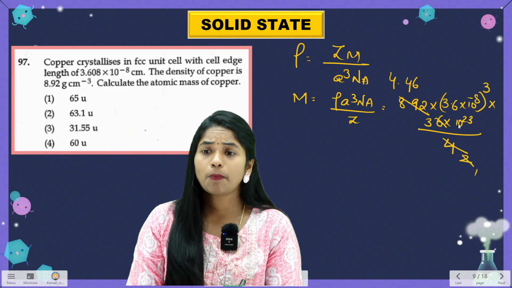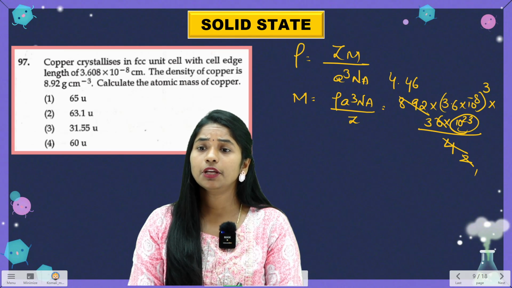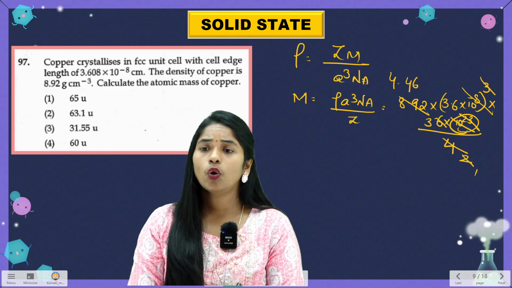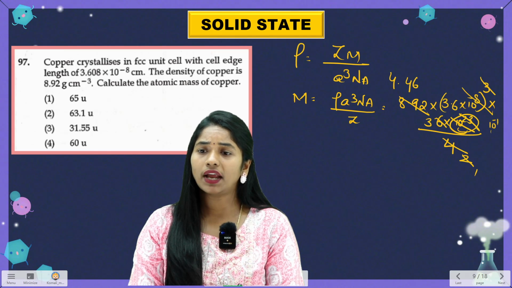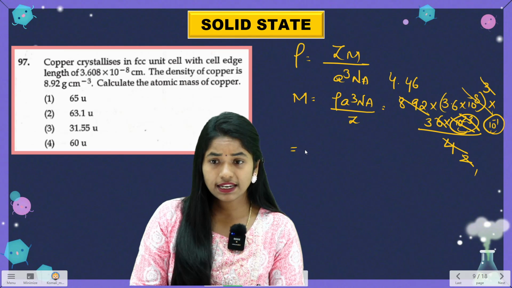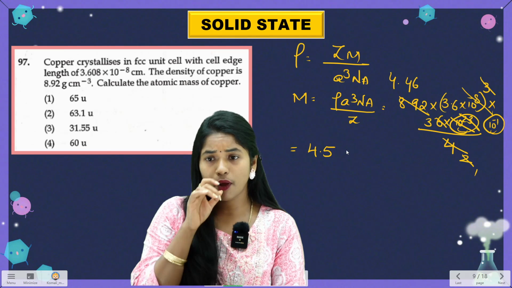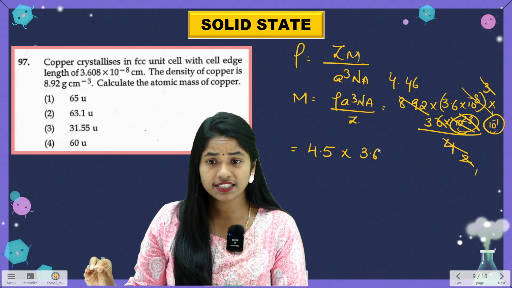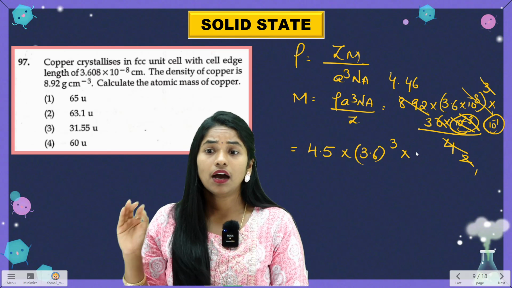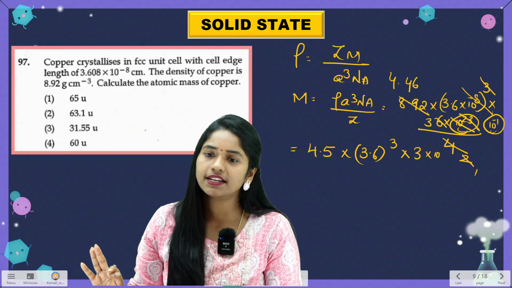First, these powers also I will remove. This is 10 power of 23, and this is 10 to the power of minus 24. So both will be cancelled, and only 10 power of minus 1 will be left here. Now my calculation which is left is 4.46. I'll round it off as 4.5 to make my calculation simpler, into 3.6 whole cube into 3, into 10 to the power of minus 1.